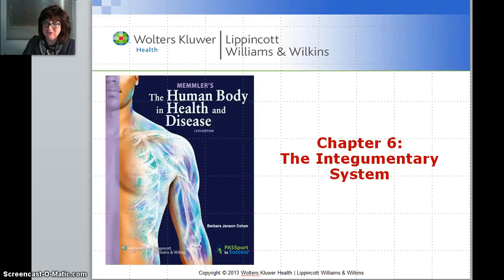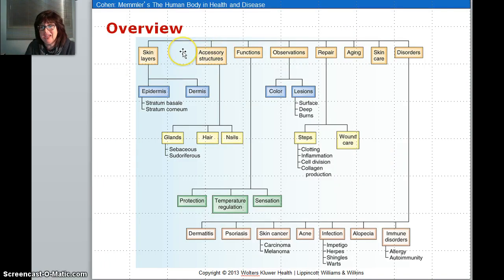Hello and welcome to Chapter 6, the Integumentary System. We are going to look at the organ of the skin and look at its different layers. Then we're going to look briefly at the accessory structures, the three main functions of skin, and then very briefly we will look at repair and the diseases that go with it.